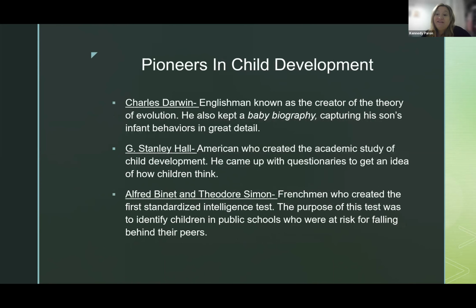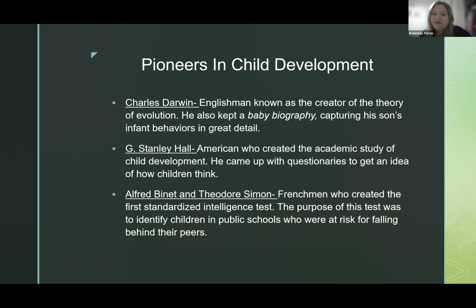So pioneers in development for children, we're first going to talk about Charles Darwin. He was an Englishman who was a creator of the theory of evolution you might have heard of. He also kept a baby biography on his own son that served as a great resource in infant behavior later.